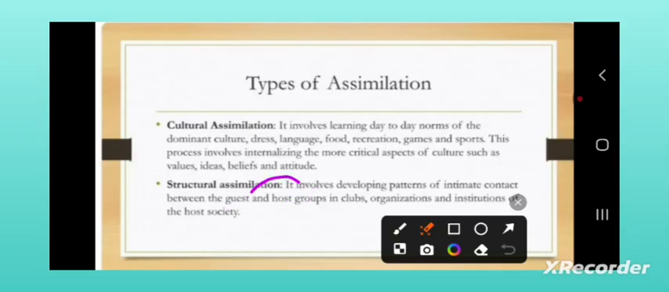Structural assimilation involves developing patterns of intimate contact between the guest and host groups in clubs, organizations, and institutions of the host society.